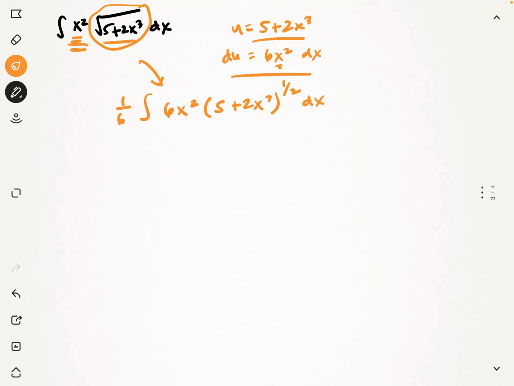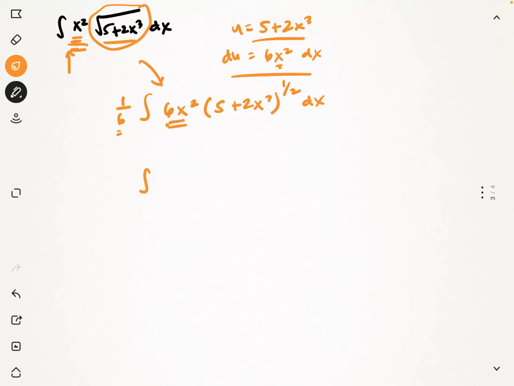And the reason we do that is because if we multiply 1/6 by 6, we get 1, and that's the exact same thing as our top equation, right? So we need to make sure we balance it out in that way if we have some constant that we need to add in to make our du perfect. All right, so let's write this in terms of u now.